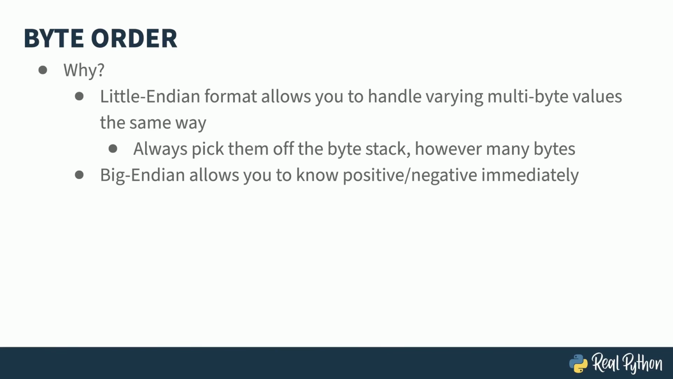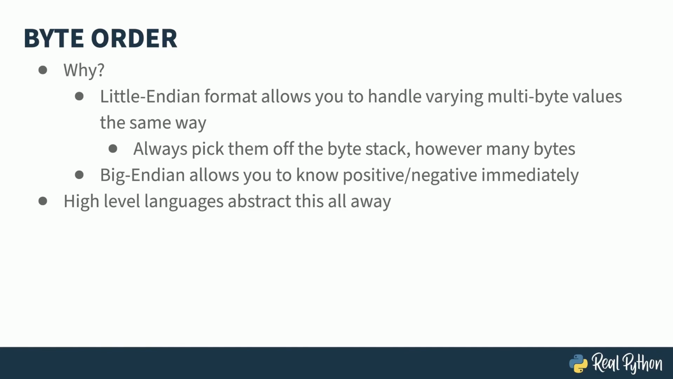Big endian, on the other hand, has the advantage of knowing the sign of a number easily. The most significant byte is always the first one, and of course, the most significant bit in that gives you easy access to the sign bit of a number.